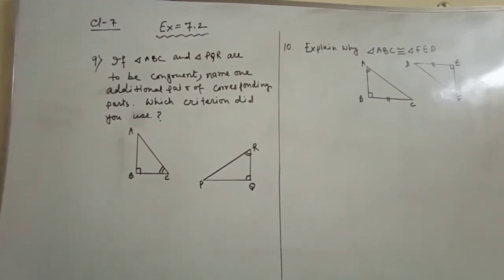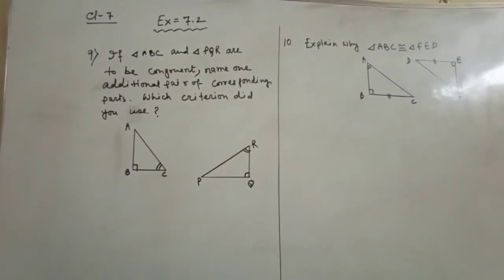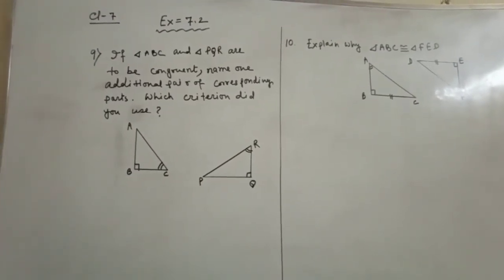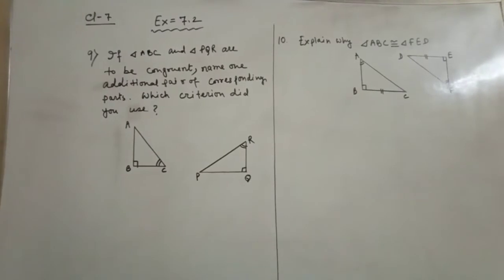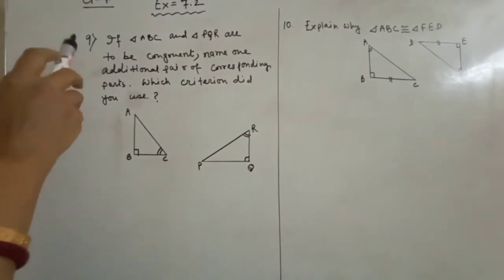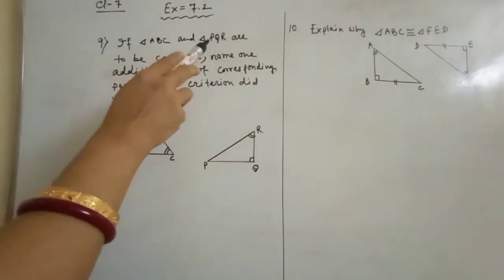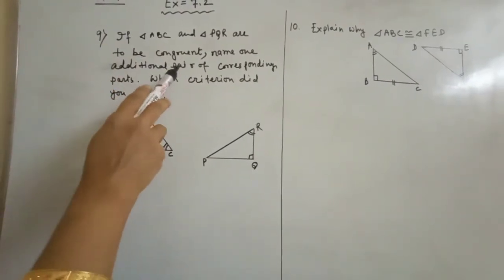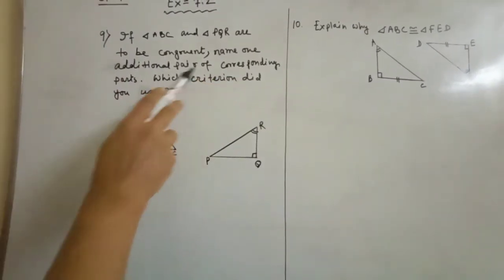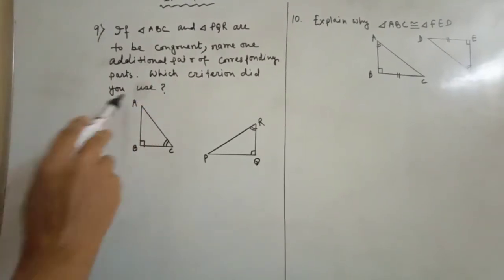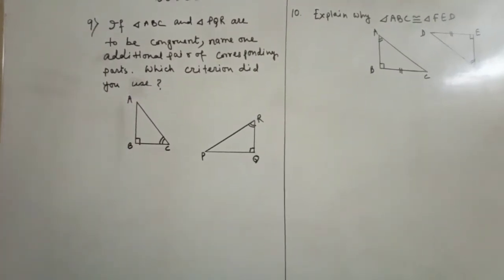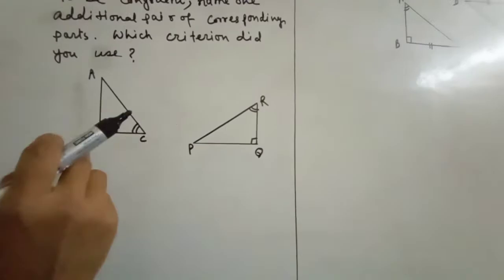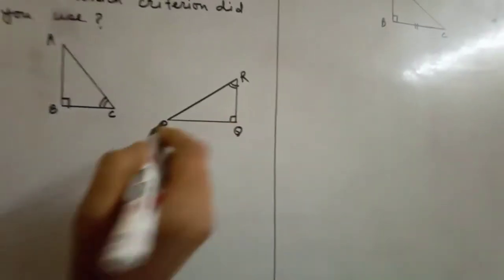Today we will do exercise question number 9 from exercise 7.2. In this question, it is given that if triangle ABC and PQR are to be congruent, name one additional pair of corresponding parts. Which criterion did you use? You have to show that triangle ABC and triangle PQR are congruent.